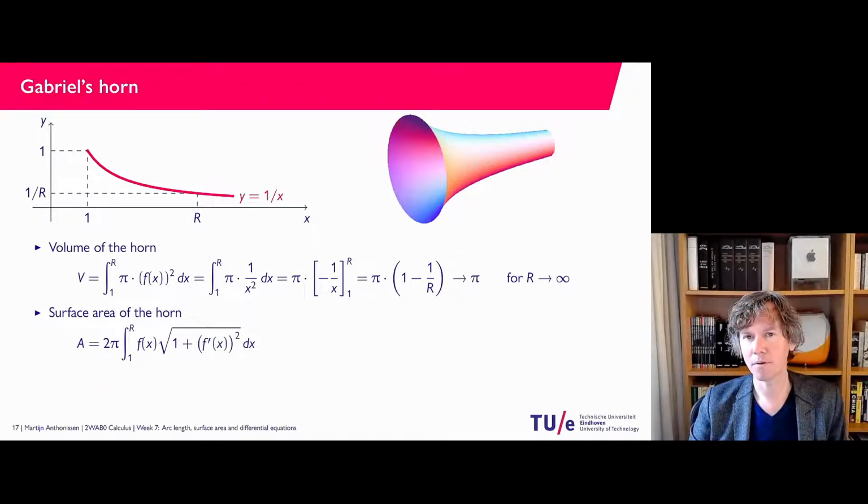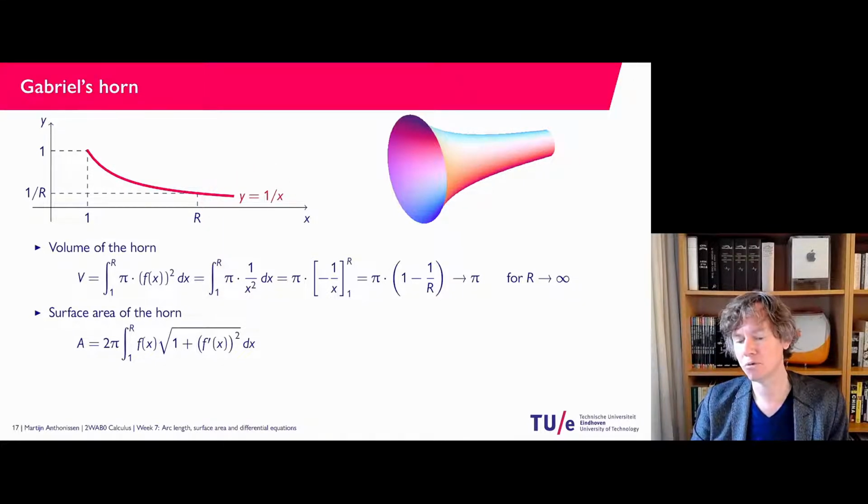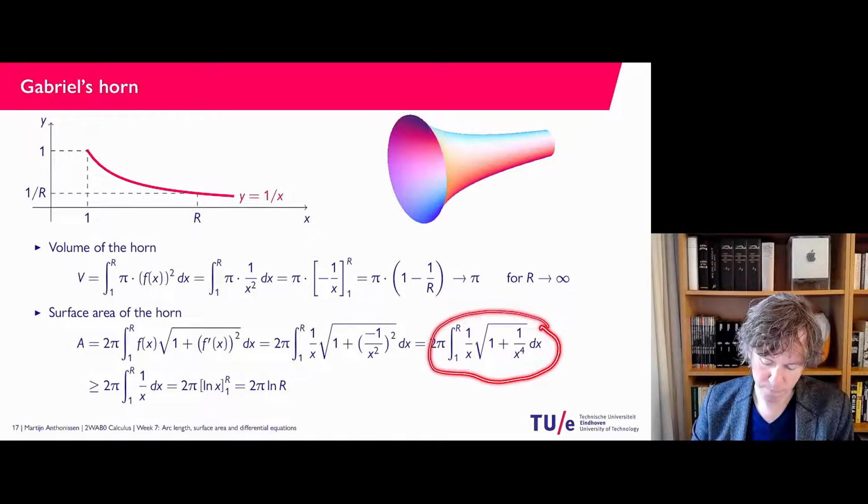And here it will turn out that even for this pretty simple function, we cannot actually compute it, because if we plug in the function, so the function is 1 over x, the derivative of 1 over x is minus 1 over x squared, and then we have to square it again because there is a square root of the f prime in the integrand. So then we get 2 pi times this integral here.